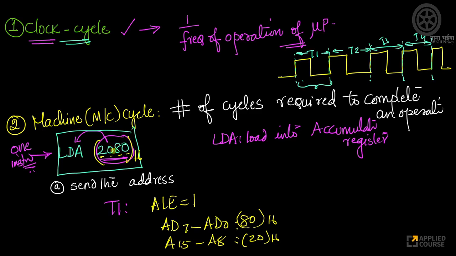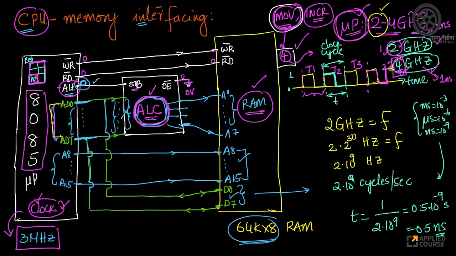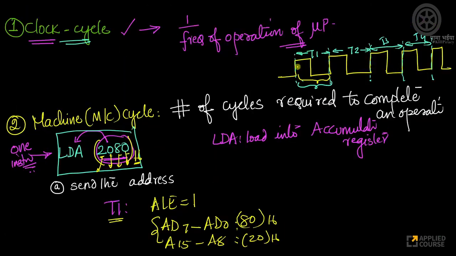This will become 16 bits, 4 bits for each hexadecimal digit. That's how you convert from hexadecimal to binary. In my first clock cycle, with your CPU operating at this clock speed, in this time interval my CPU can set ALE to 1 and also send all of this information. That's all it can do. So this is sending the address in T1.